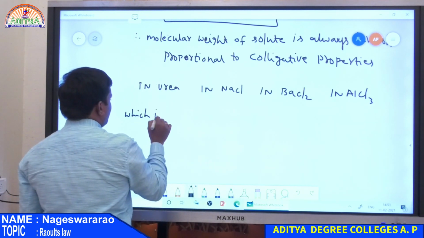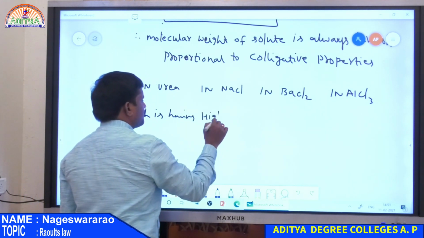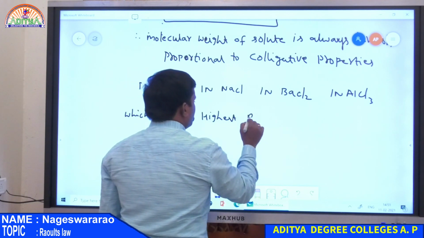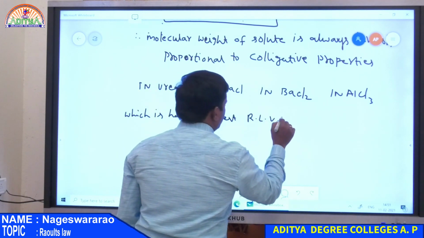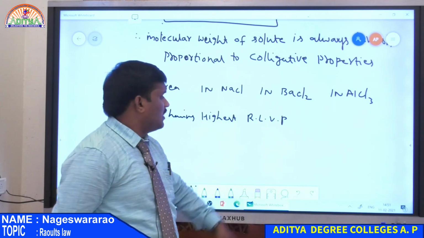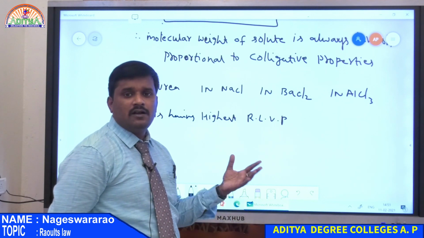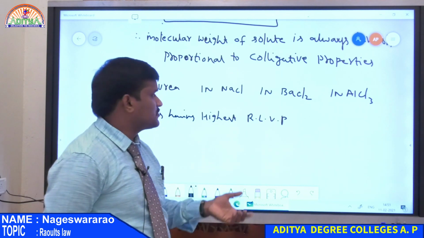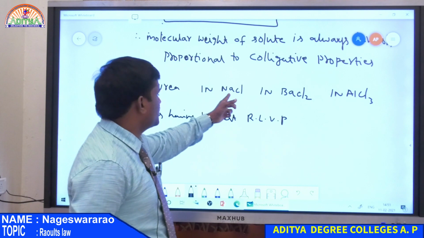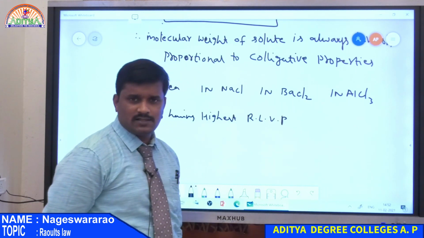Which is having the highest RLVP, or vapor pressure, or relative lowering of vapor pressure? So, which is having the highest vapor pressure? Relative lowering of vapor pressure is a colligative property. It depends on the number of moles of solute. So, here the solute is urea. In the second example, it is NaCl. This is barium chloride and finally AlCl3.